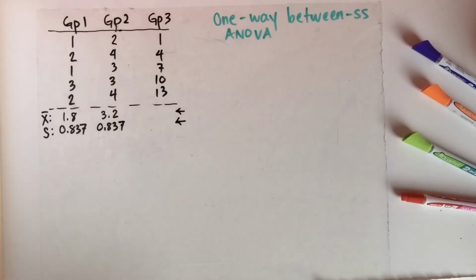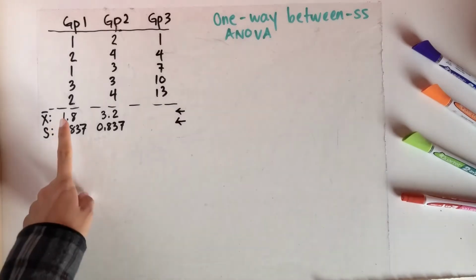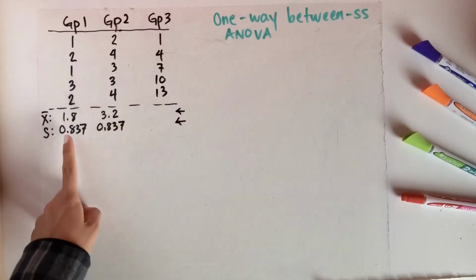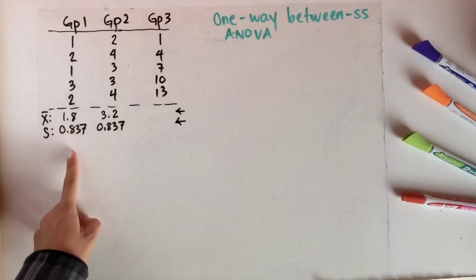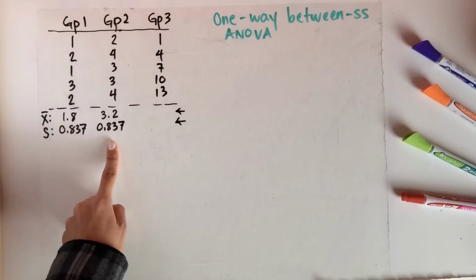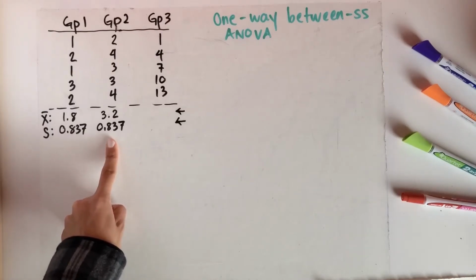So from before, when we computed t-tests together, we had group 1 and group 2, and we determined that the mean of group 1 was 1.8, but the standard deviation was 0.837, and for group 2, the mean was 3.2, and the standard deviation was the same as group 1, 0.837.